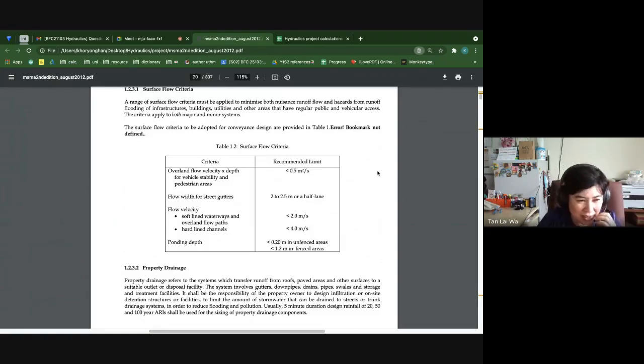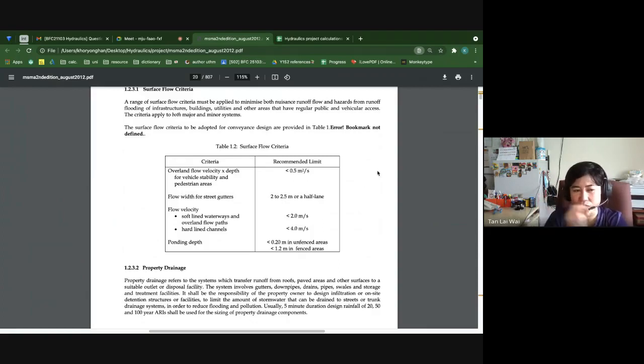For soft line means grass, or earth drain. For hard line means concrete, or whatever material that you have been using, or rubbles, you have to make sure your velocity is less than 2 or 4 meter per second respectively when you design, because you already have the slope, or you can determine the slope of the drain. You need to make sure this is your last checking.